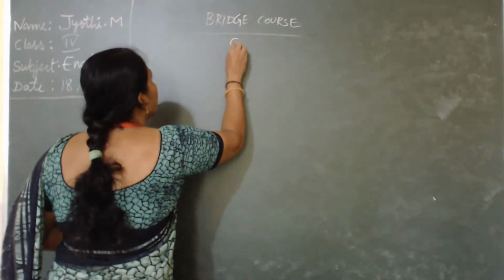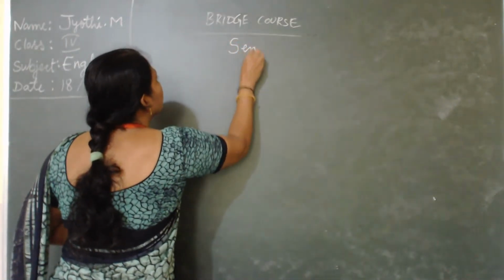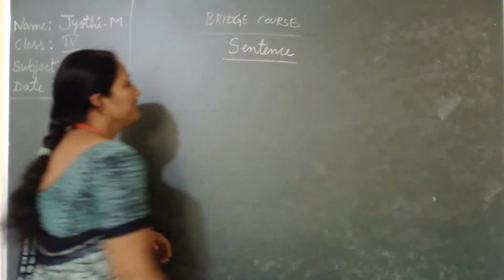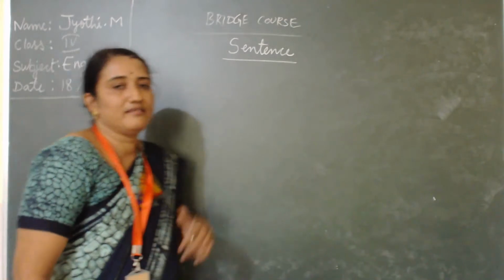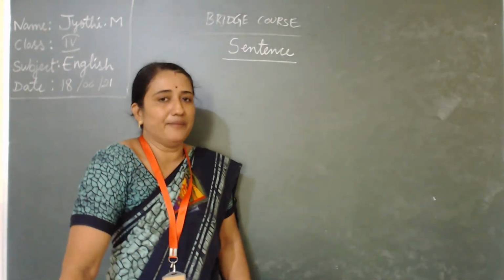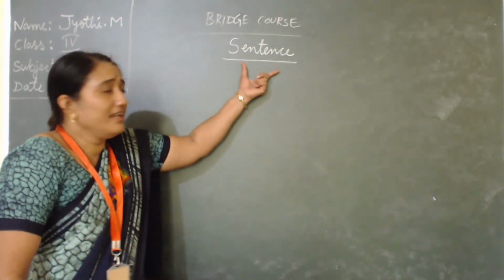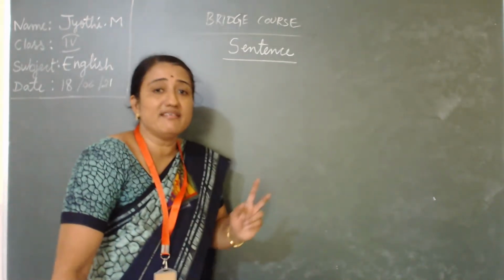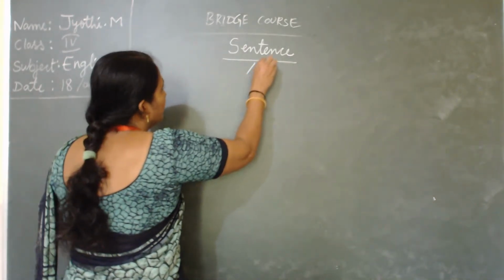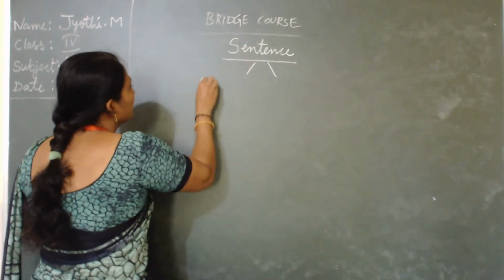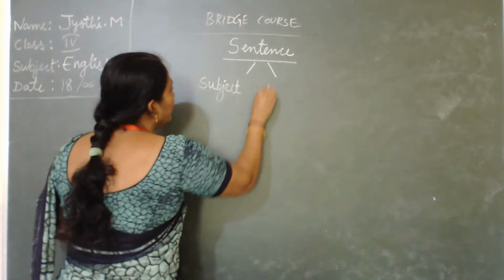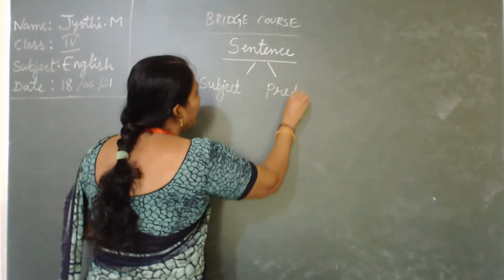Sentence. See, children, now you know what a sentence is. A sentence is a group of words which gives complete meaning. Now, here, every sentence is complete, no? It has two parts. One is the subject and the second one is the predicate.